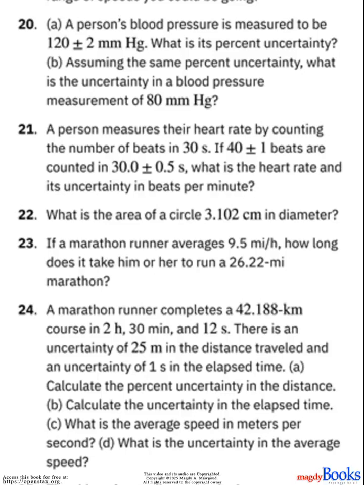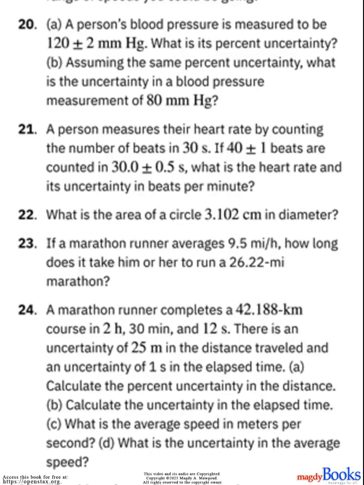A person's blood pressure is measured to be 120, plus or minus 2 mm Hg. A. What is its percent uncertainty? B. Assuming the same percent uncertainty, what is the uncertainty in a blood pressure measurement of 80 mm Hg?